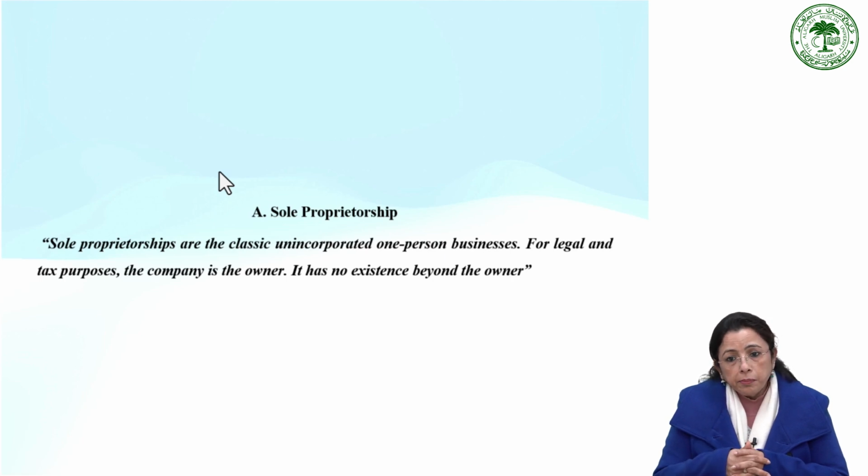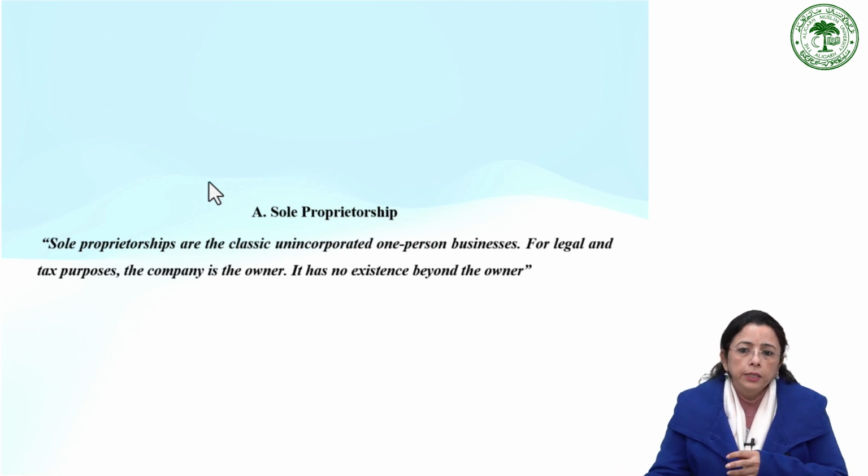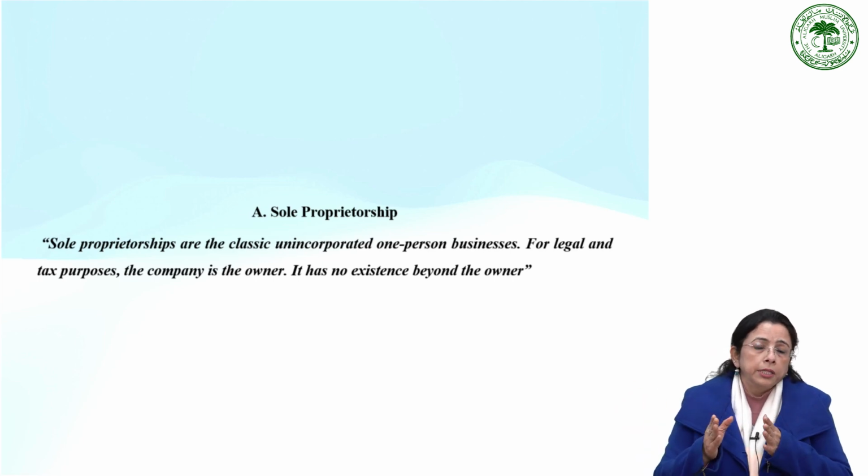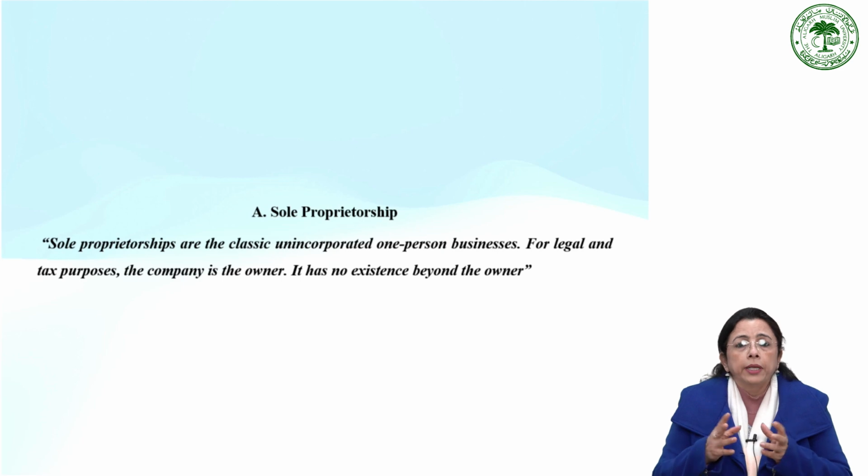Then there is tax simplicity. The income from the business is usually reported on the owner's tax returns. This streamlines tax filing, avoiding the complexities of separate corporate tax filing, since corporate or business tax is different from individual tax. Here it is one and the same. So it is more simple.